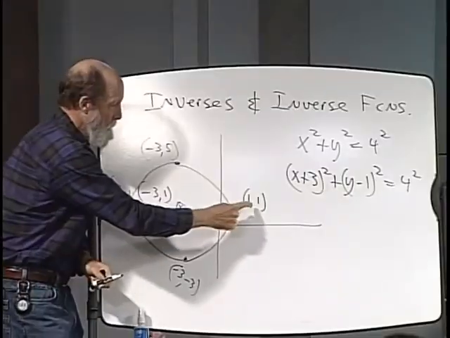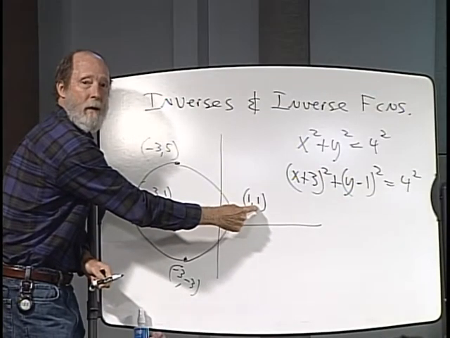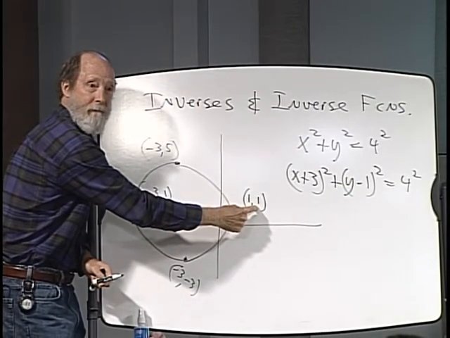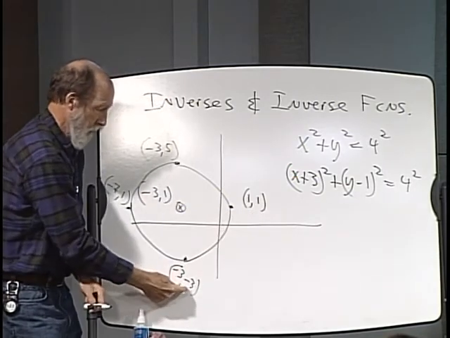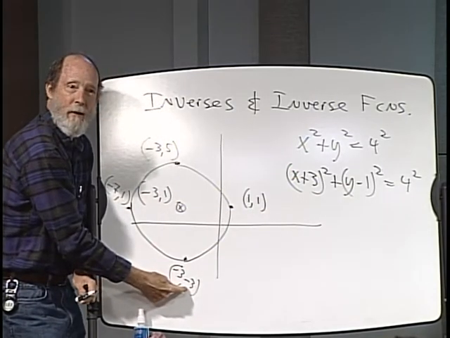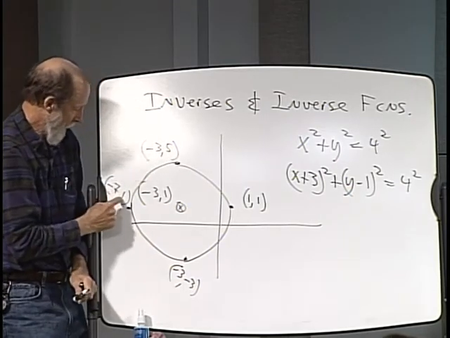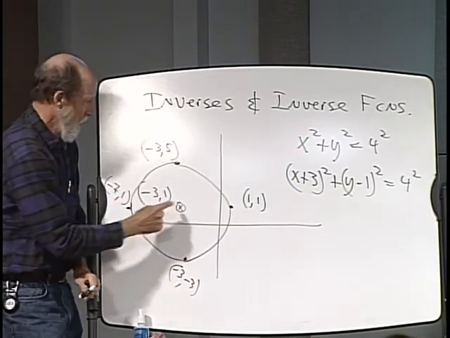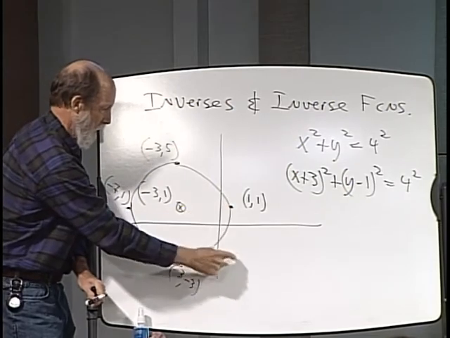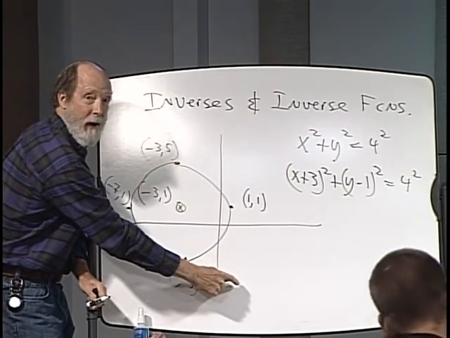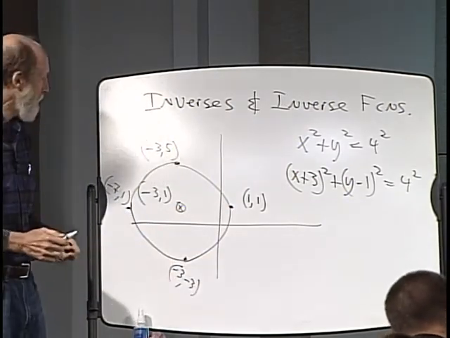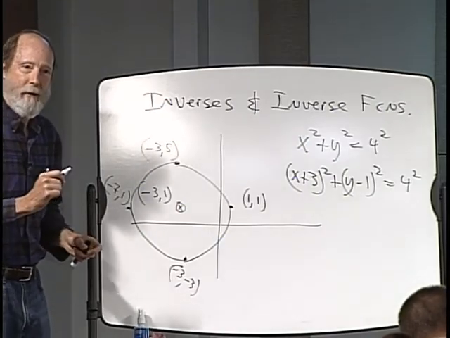What's going to happen to the point 1, 1? Stays right there. -3, -3. Stays right there, doesn't it? -7, 1 becomes 1, -7. Right? Okay. Let's draw that picture.